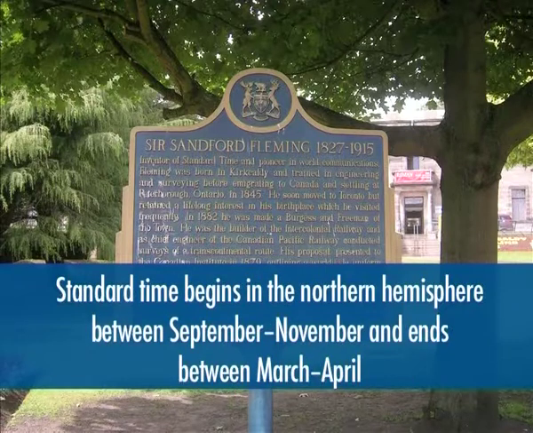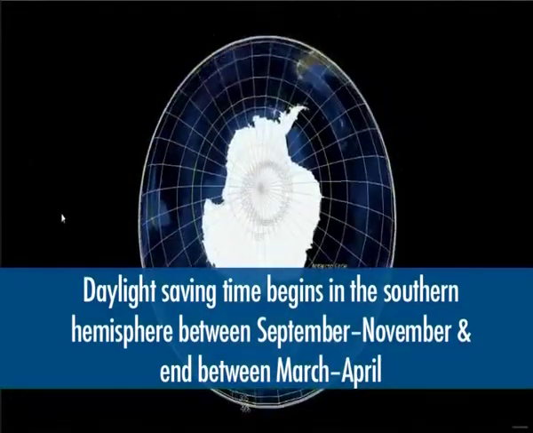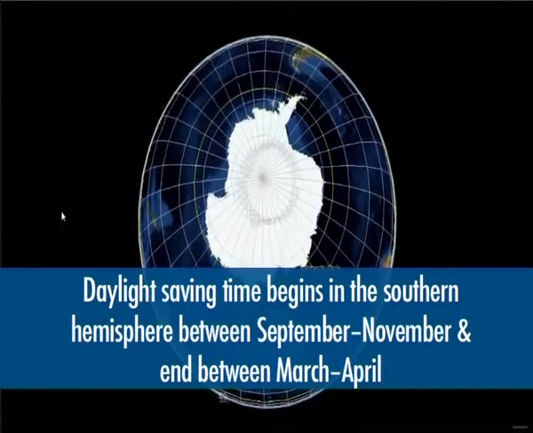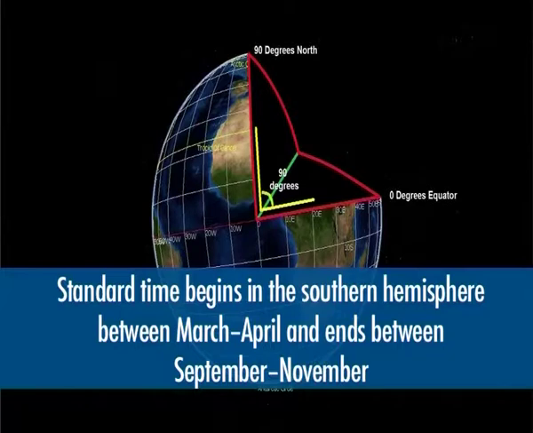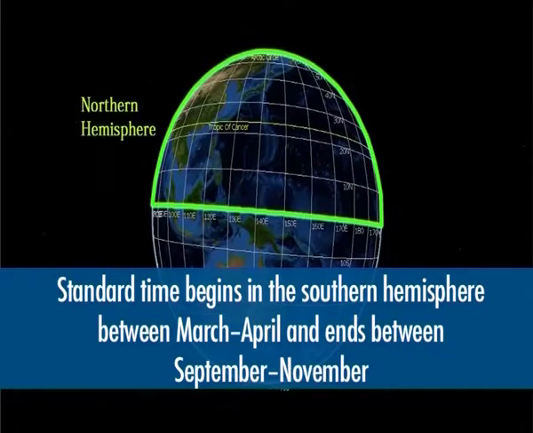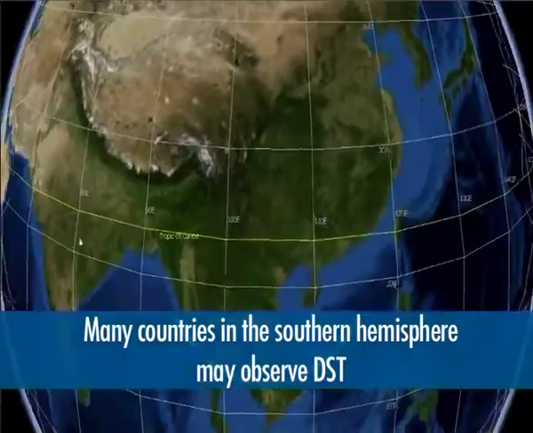Standard Time begins in the Northern Hemisphere between September-November and ends between March-April. Daylight Saving Time begins in the Southern Hemisphere between September-November and ends between March-April. Standard Time begins in the Southern Hemisphere between March-April and ends between September-November. Many countries in the Southern Hemisphere may observe DST.